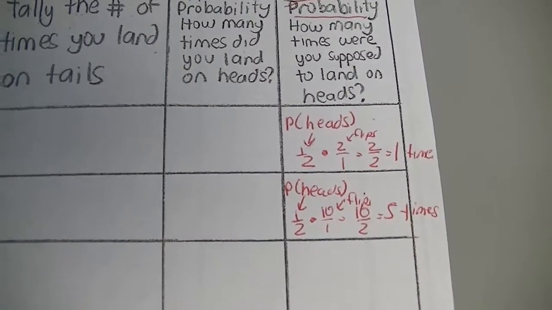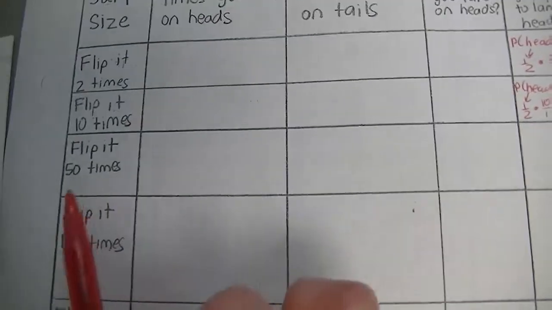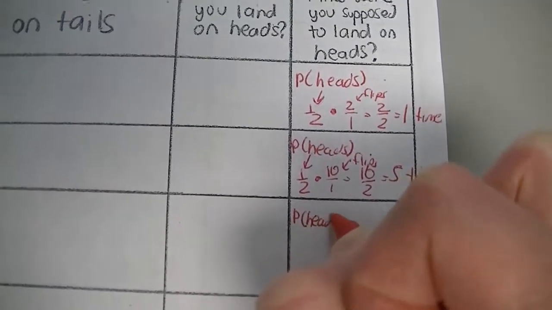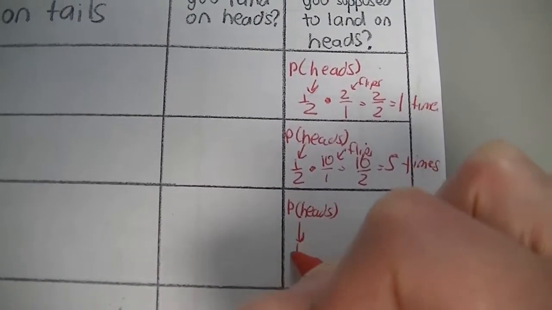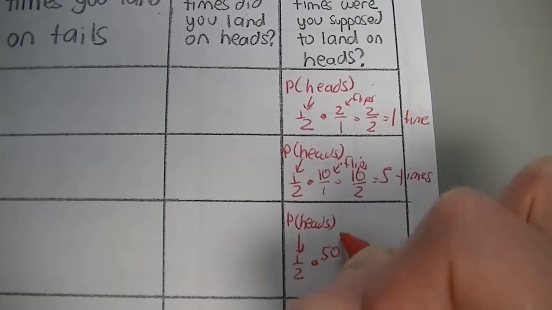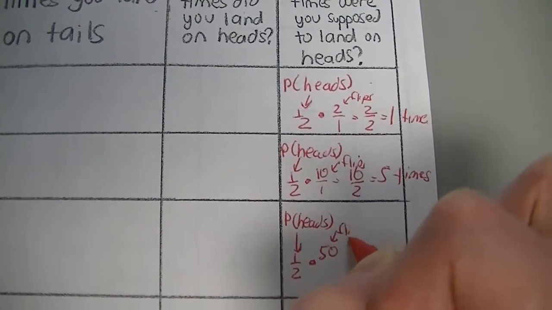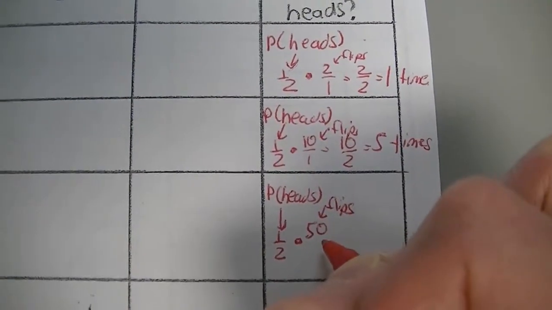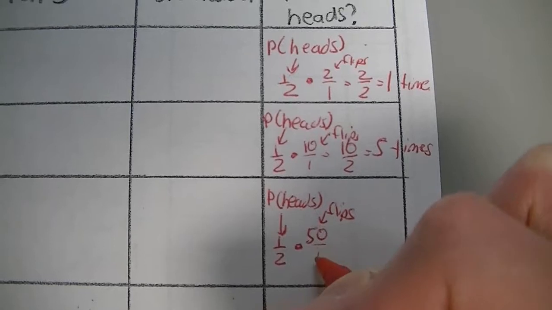Okay. Then the next row, we're going to flip it 50 times. So again, probability of landing on heads is just 1 out of 2, you know, 1/2. And we're flipping it 50 times. I'm going to label that flips, so when you're going to study, you'll know where that 50 came from. Let me put it in its fractional form.